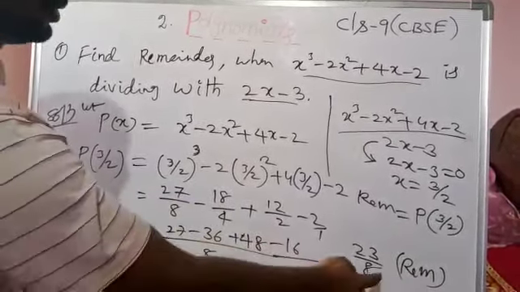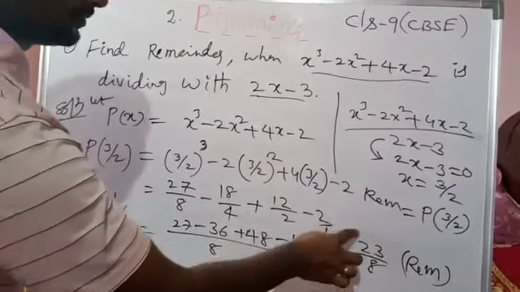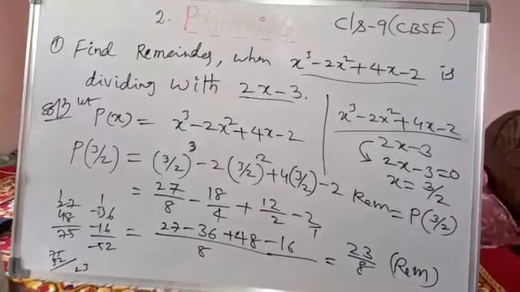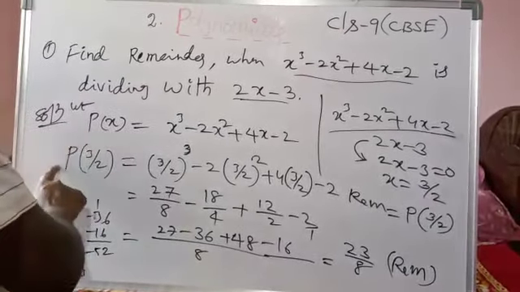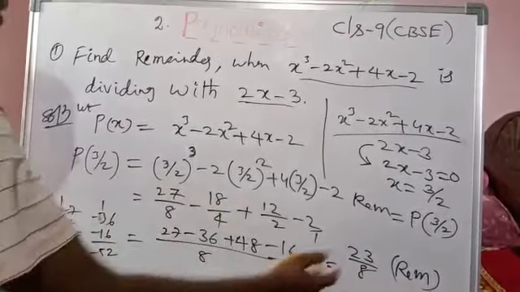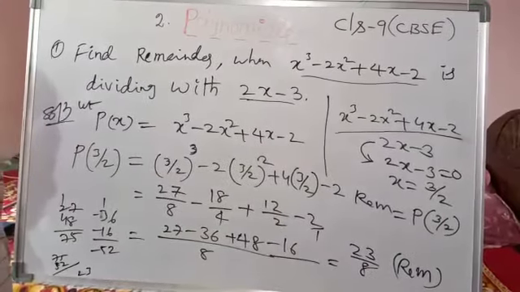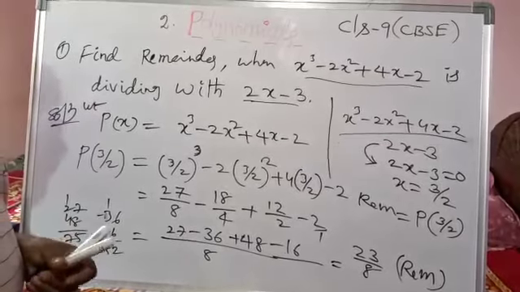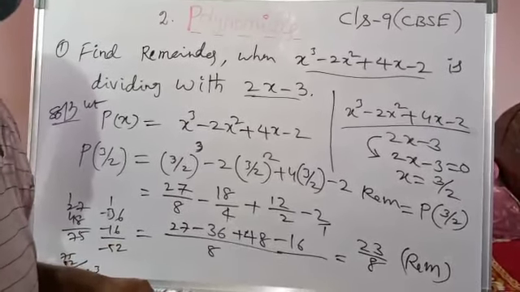Anything you can say, students. 23 by 8 is the remainder. This is the number, students. So by following remainder theorem, p of 3 by 2 is the remainder. So p of 3 by 2 is equal to this, students. Okay, students. Now I am going to explain another theorem, that is factorization theorem, students.